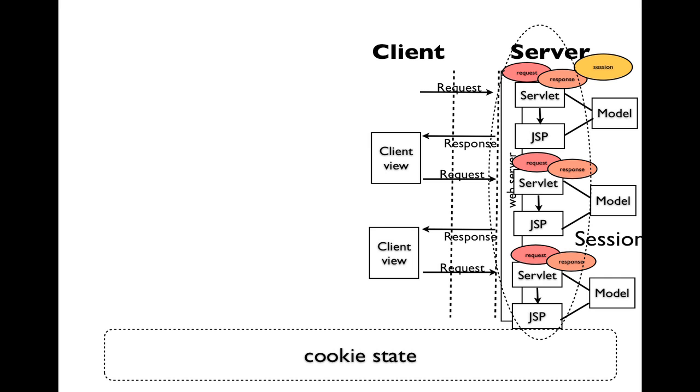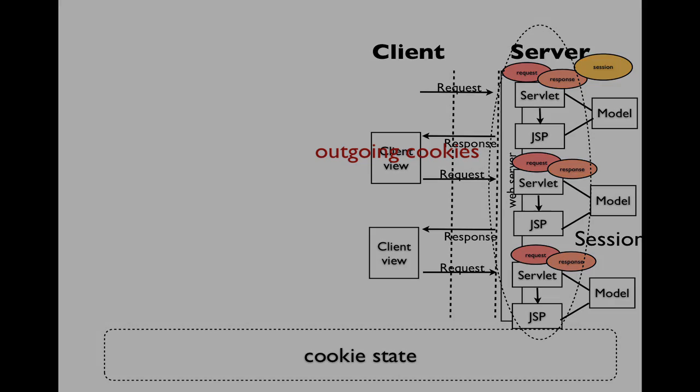Cookies are stored on the client. So, incoming cookies to the server come from the client to the server along with the request. Cookies that are created on the server, or outgoing cookies, come from the server to the client on the response. Keep that in mind as we view code that creates or reads cookies.